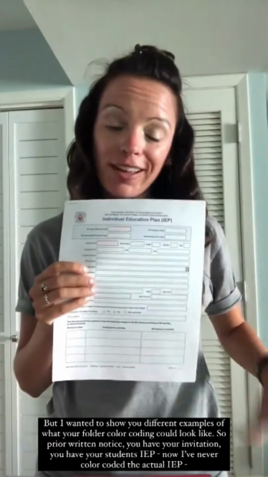So here's another look inside of just what could be color coded. Now you don't have to color code everything. I probably color coded more than I should for this sample one, more than I normally would. But I just wanted to show you some different examples of what your folder could look like. So prior written notice, you have your invitation, you have your student's IEP, which I've never color coded. I always print it on white paper because you usually have to copy it. So I usually just print it on white paper to make it easy.